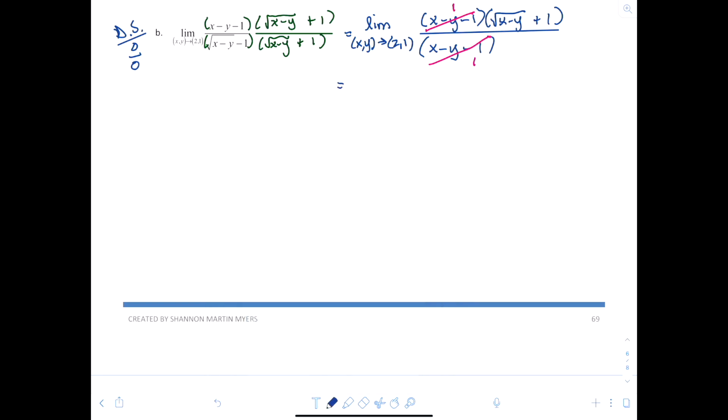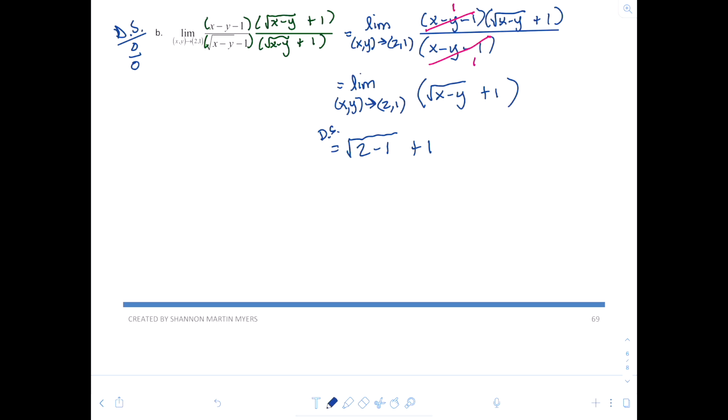So if we want to clean it up just a little bit, make it prettier, the limit as x and y approaches 2, 1 will just be the square root of x minus y plus 1, with just a 1 in that denominator. And so directly substituting, what do we have? Beautiful. We'll have root 2 minus 1 plus 1. So wherever I saw the y, I put a 1, and wherever I saw the x, I put a 2. So that leaves us with a result of 2. We're getting a lot of results of 2 today, aren't we?